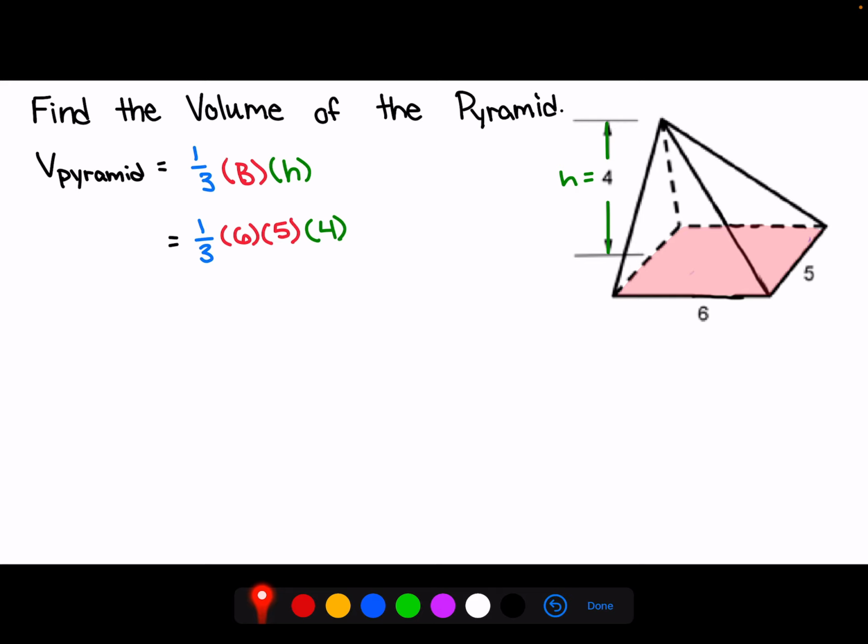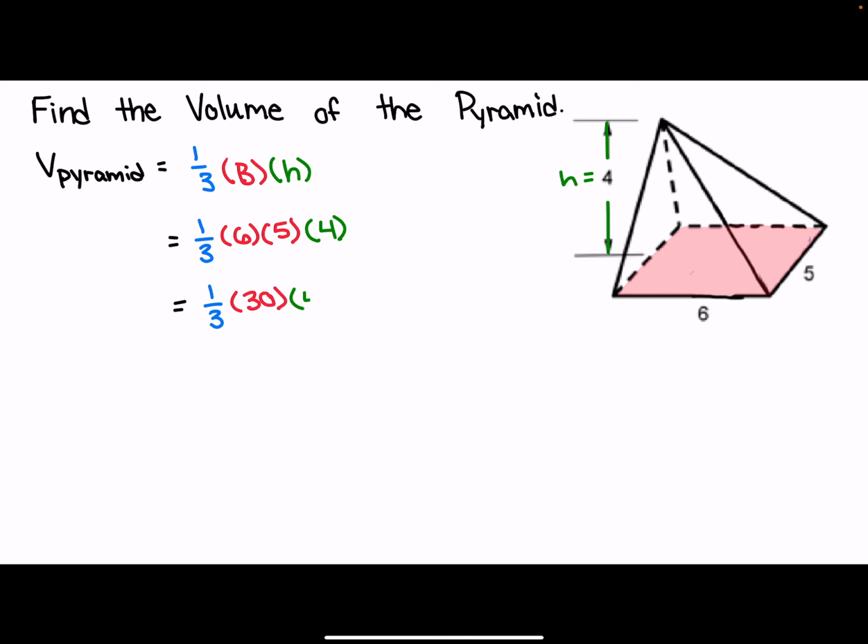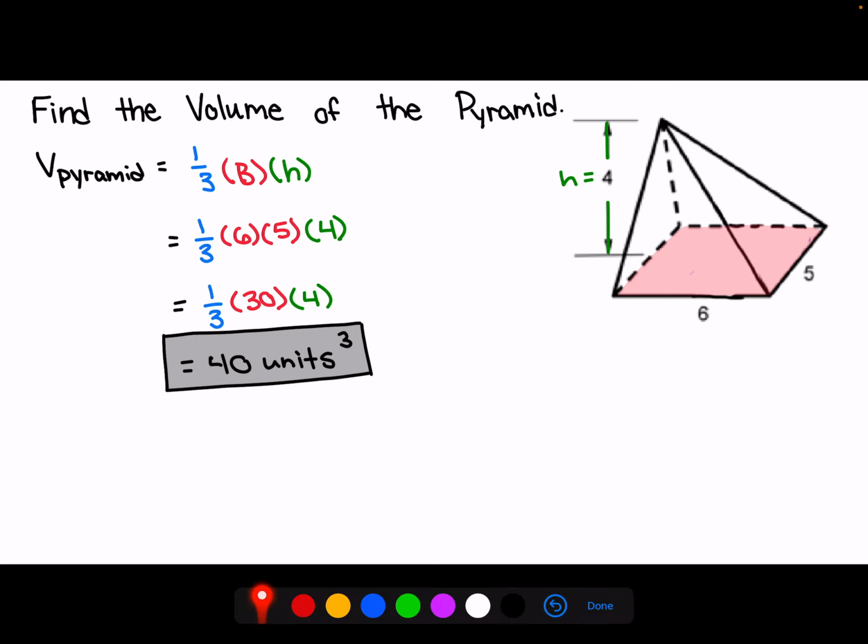Plugging in the area of a rectangle for big B and the height of our pyramid for H, we're left with volume is equal to 1/3 times 6 times 5 times 4. 6 times 5 will give me the area of my base, which is 30. 30 divided by 3 is 10. And 10 times 4 is 40 units cubed. We're in 3 dimensions. 3-dimensional space will deal with cubed units.